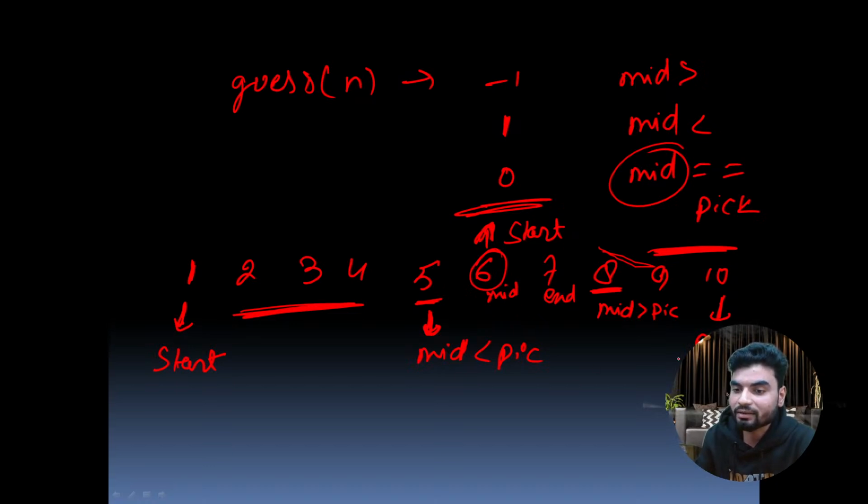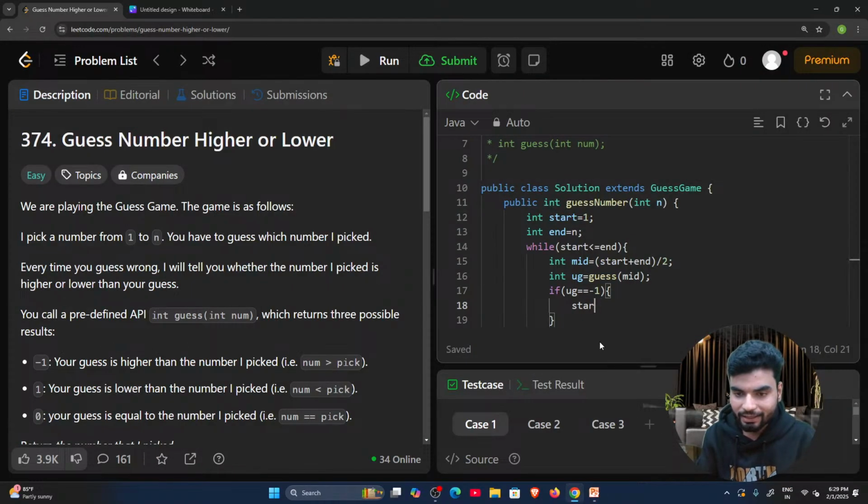We were updating our end, right? End should come here. Yes or no? So end will be mid minus 1. In that case, not start, actually end. So end will be what? Mid minus 1, because mid value is greater.